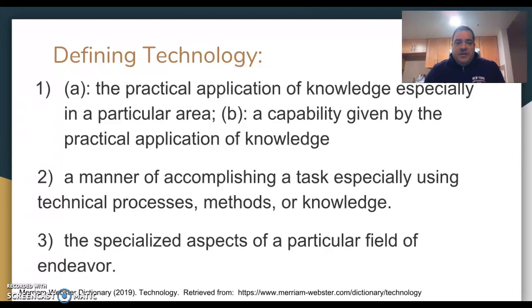One, technology is the practical application of knowledge in a particular area. And it can also be seen as a capability that's given by the practical application of knowledge. So if I think of it from this first definition, it's the practical application of knowledge. When you think about it, if you look at a refrigerator as a key example, you are using a refrigerator for very specific purposes, right? To cool food, to preserve it, to keep it as fresh as possible for as long as possible. So when we look at technology, technology serves a practical application.